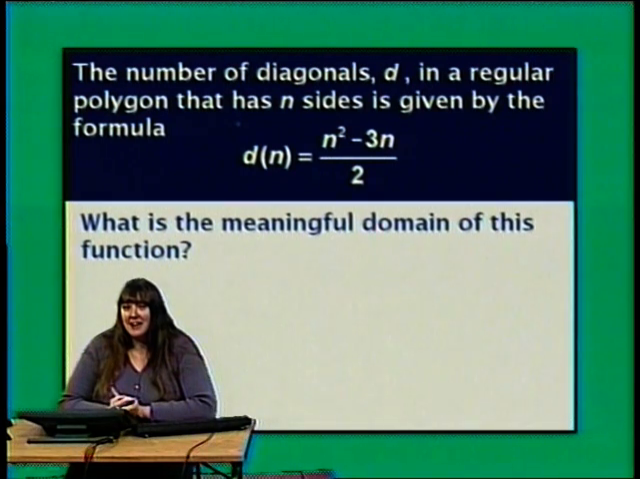The number of diagonals d in a regular polygon that has n sides is given by this formula. We saw this formula in the last lesson. What is the meaningful domain of this function?